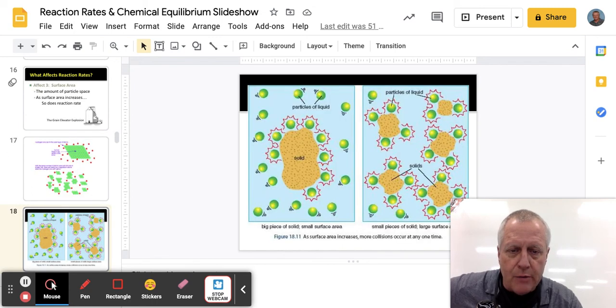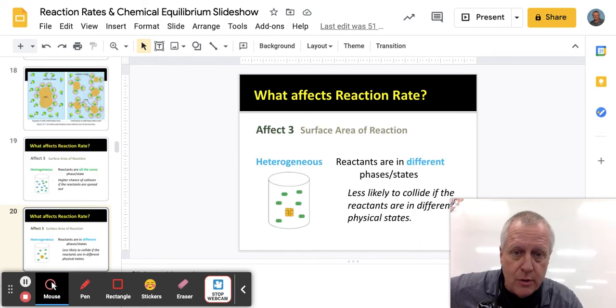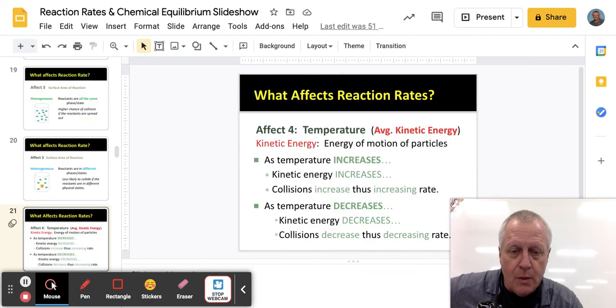Here's another diagram showing that. As you look through these, just kind of keep these in mind. A lot of it is common sense. Now there are some terms here. Homogeneous means that they're just the same state, like two reactants that are gases. Whereas if you had different physical states, then you would have heterogeneous, like say a solid and a liquid.